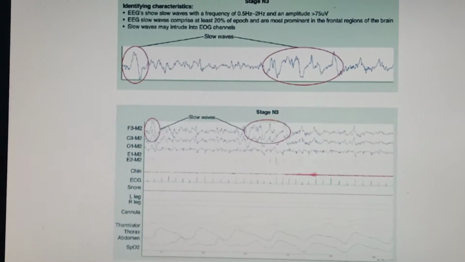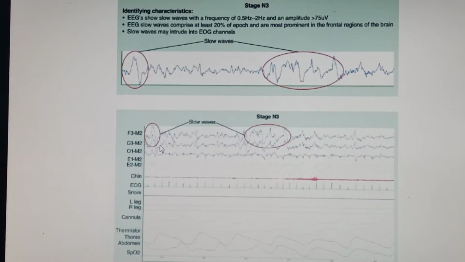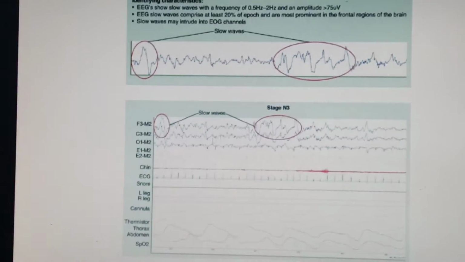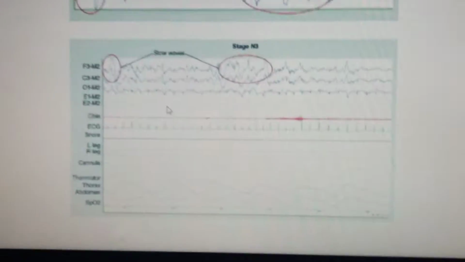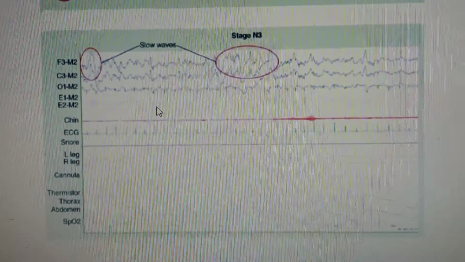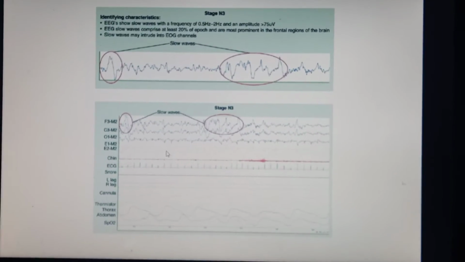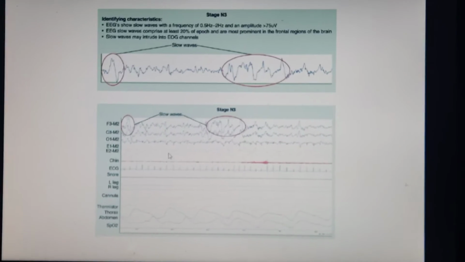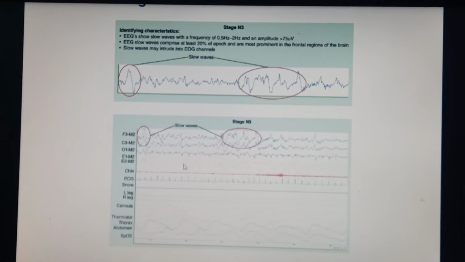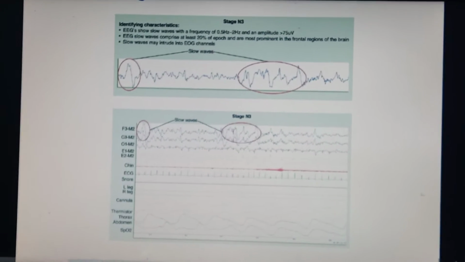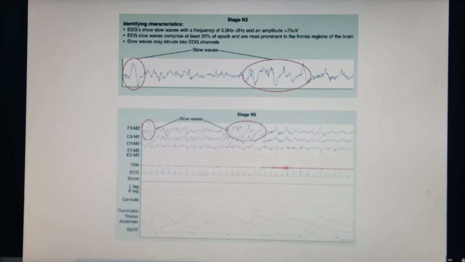So this is N3. You can see the delta activity or slow wave activity in the EOGs as well. The EOG channels usually pick up or record the delta activity, because delta activity is mostly in the frontal leads. The EOGs are near the frontal lobe, so you will see the delta pattern from the frontal lobe in the EOGs as well.